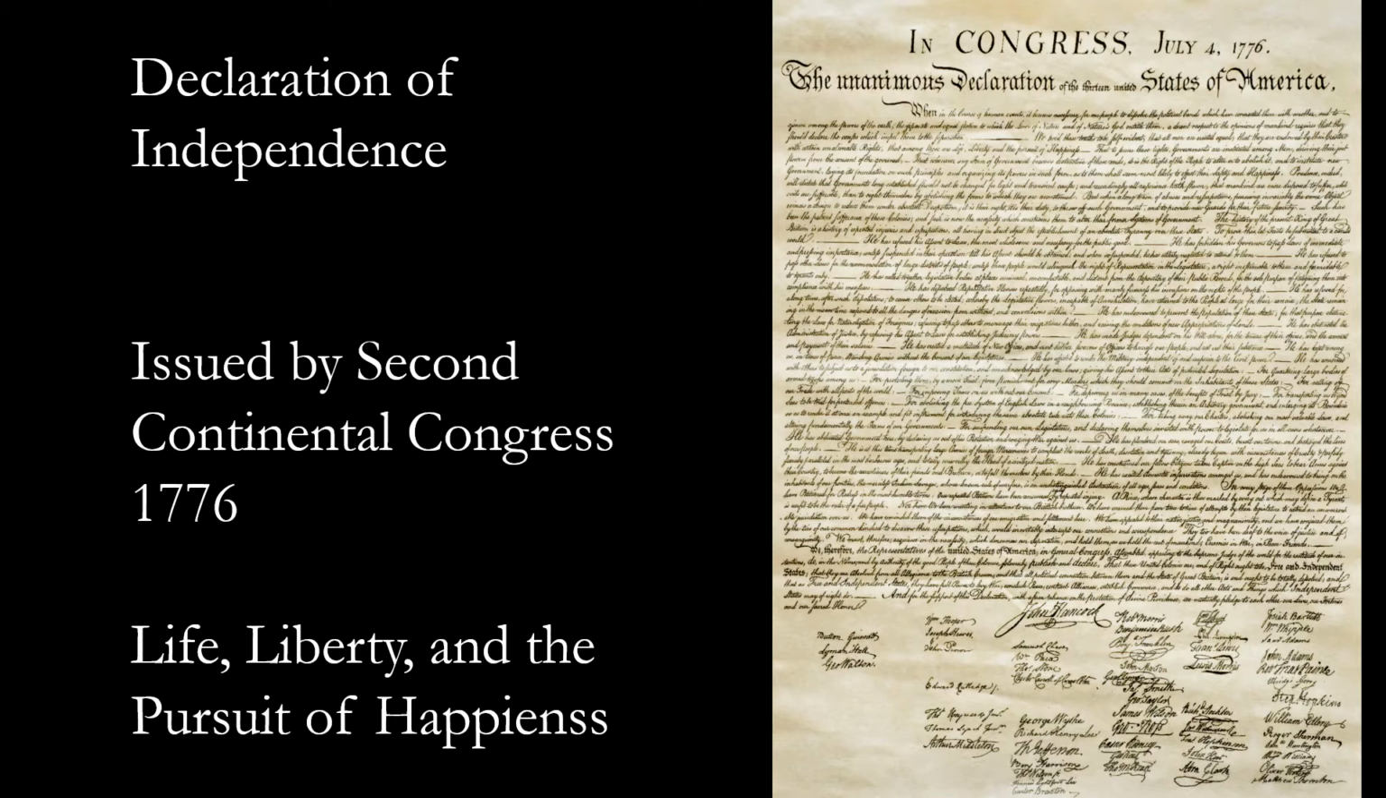He complains also, and this is an interesting point, and in my book it's at the top of page 99, he has endeavored to prevent the population of these states, for that purpose obstructing laws of naturalization of foreigners, refusing to pass others to encourage their migration hither, and raising conditions of new appropriation of lands. Jefferson complains that the king is standing in the way of more immigration, of bringing more people into the colonies to increase their population. Part of what he's getting at is exactly what it sounds like. Jefferson wants the population of the United States to go up, so he wants people from Britain and elsewhere to be able to freely move into this territory.